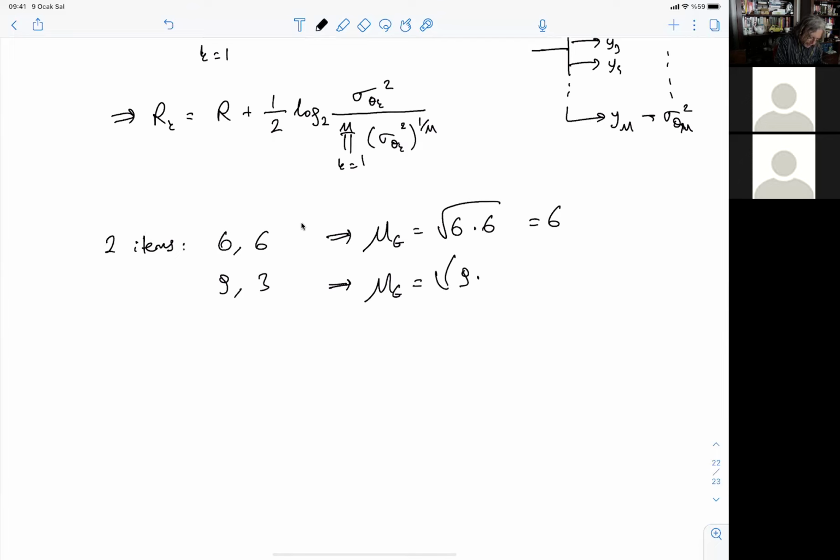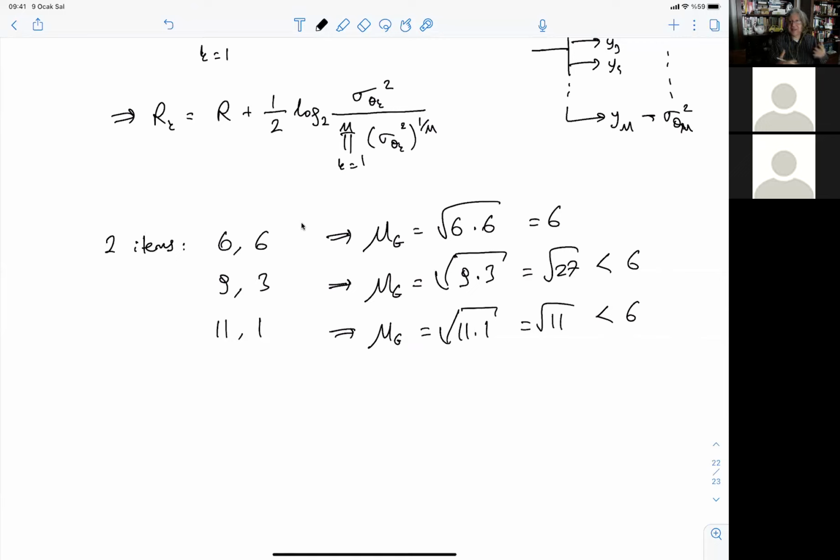It's equal to the square root of 9 times 3, which is the square root of 27. And it is significantly less than 6, of course. So as you see, as the balance changes, this geometric mean becomes larger. So that's what makes this denominator a larger number. And it becomes even worse if, for example, you say that it is 11 and 1. Again, their average is 6, but their geometric mean is the square root of 11 times 1, which is the square root of 11. Of course, it is less than 6.